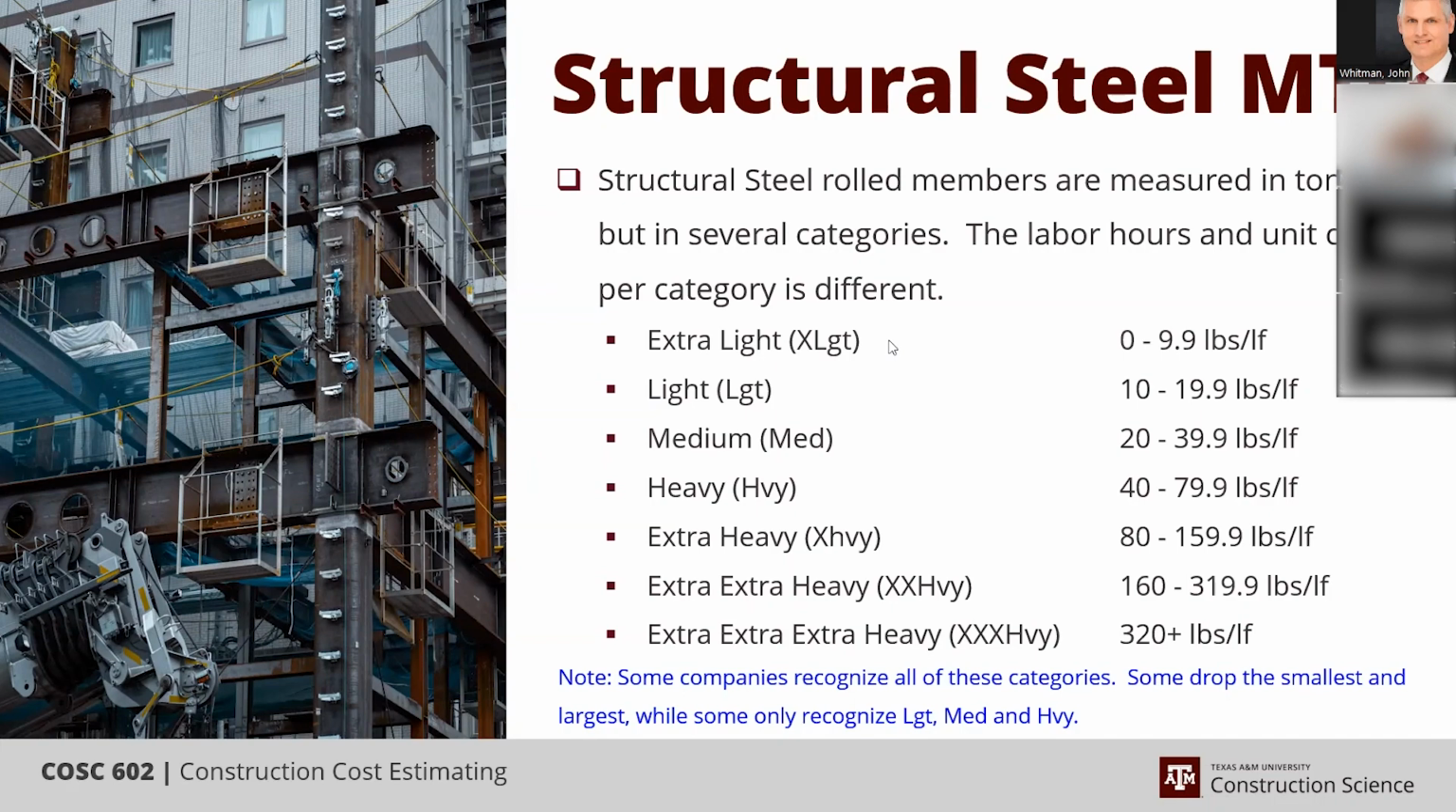Some companies do, some companies don't. I've worked with some companies that only recognize light, medium, and heavy. For them, light is 0 to 19.9, medium is 20 to 39.9, and heavy is anything over 40. Some may adjust their medium to be 20 to 60, and then anything over 60 is heavy, and that's all they count. Others will recognize light, medium, heavy, and extra heavy, but just drop the two extremes that you have here. So why is that the case? Why do we have these categories?